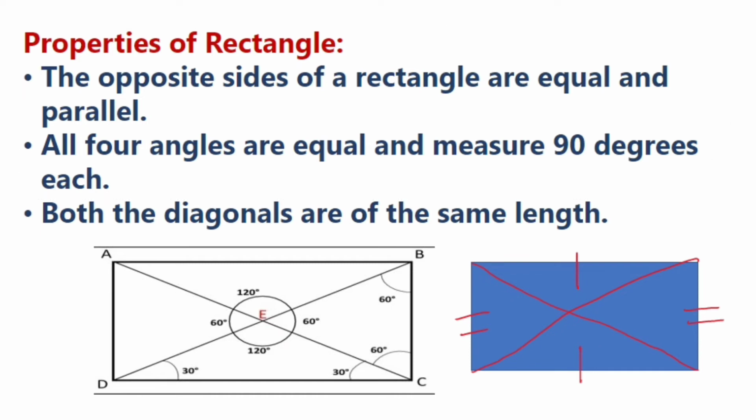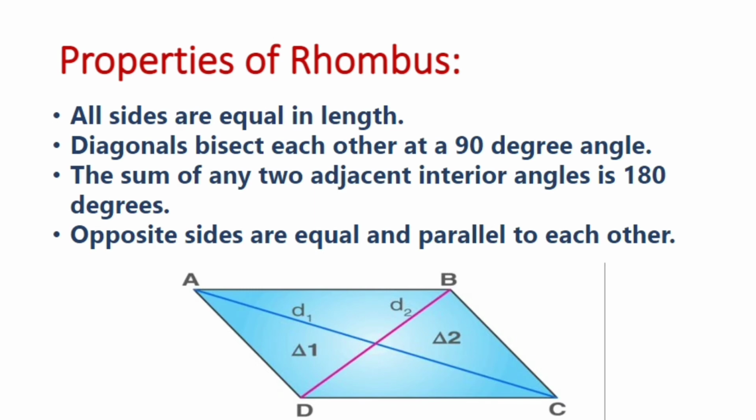Now next, properties of rhombus. Same as the sides of the square, in a rhombus all sides are equal in length. Diagonals bisect each other at 90 degrees. That means the diagonals will intersect at 90 degrees. Here you see.